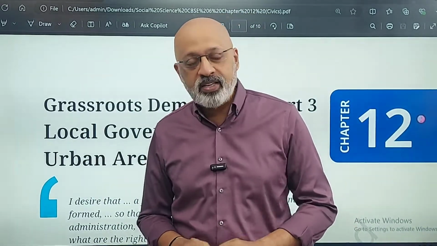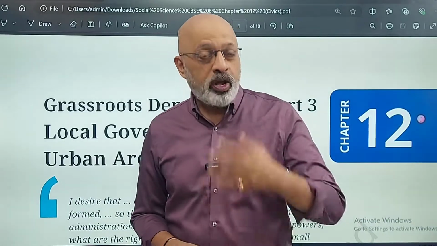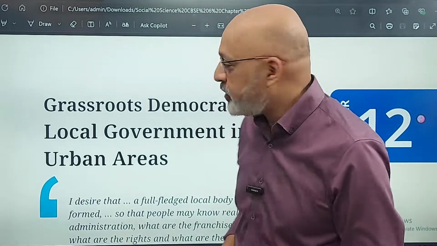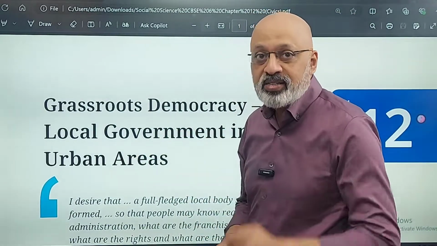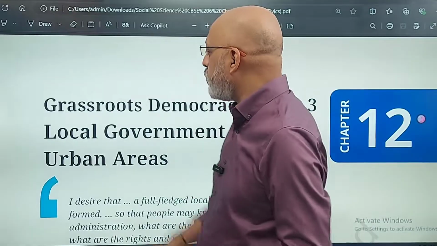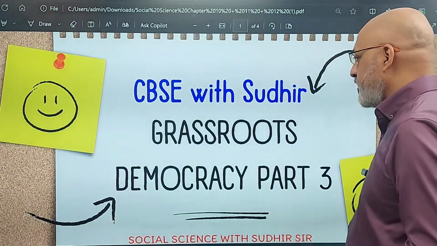We are now on the last chapter of the civic syllabus as part of the social science textbook for CBSE class 6, Exploring Society: India and Beyond. And what are we going to do in this particular chapter? We are going to look at local government in urban areas. That's what the focus is going to be as far as this chapter is concerned.